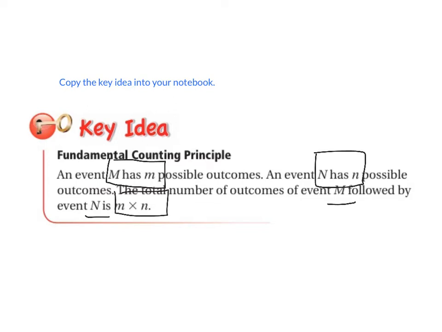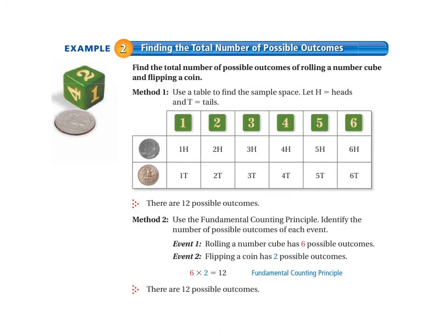So if you think back to our pizza outcome, there were 2 types of crust, and there were 4 styles of pizza, and there were 8 outcomes. So we had m times n, which equaled 8 outcomes. So now we're going to find the total number of possible outcomes, and we will be rolling a number cube, also known as a die, and flipping a coin.